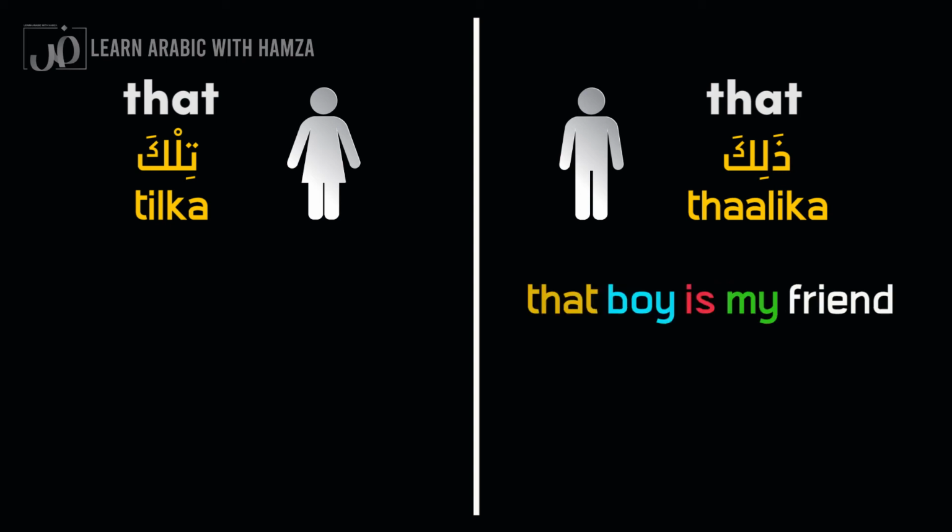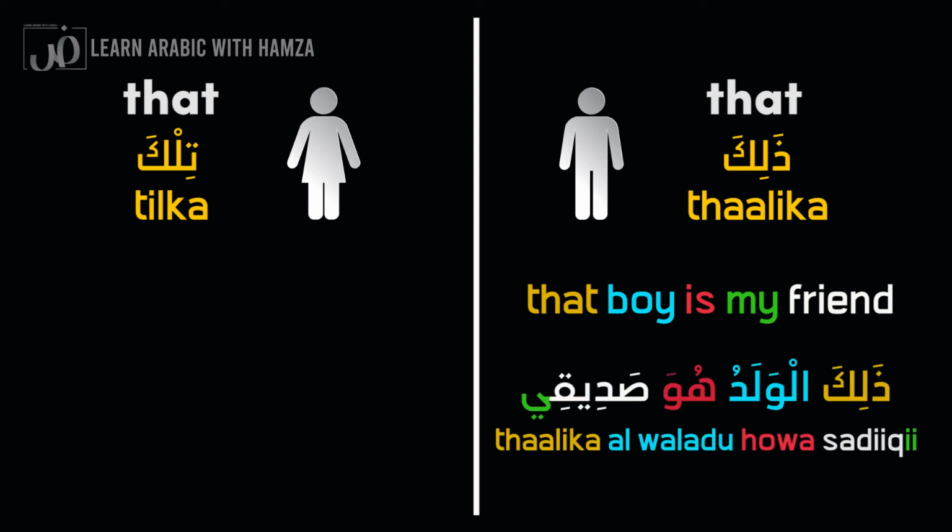Another example. That boy is my friend. Boy is a masculine, so I'm going to use ذلك. So ذلك الولد هو صديقي. That means ذلك, boy means الولد or الفتى, is means هو, my friend means صديقي. Good.